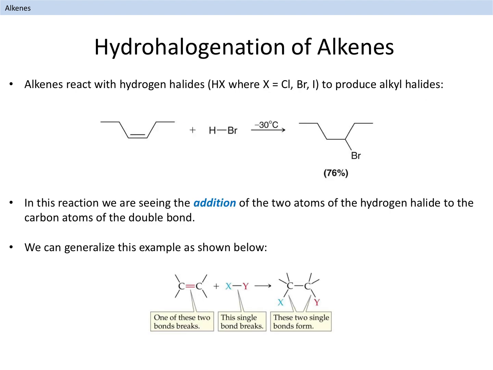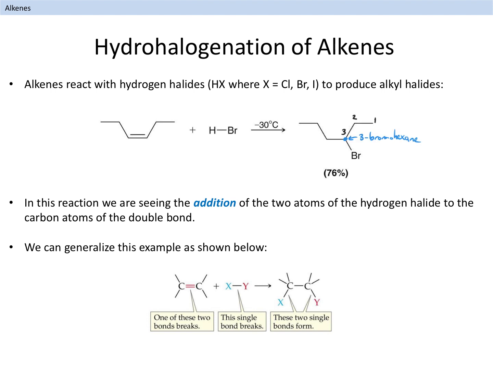The treatment of alkenes with HX, where X equals chlorine, bromine, or iodine, results in an addition reaction called hydrohalogenation, in which the atoms H and X are added across the pi bond. We can see an example of this reaction in the scheme below, which shows the symmetrical alkene cis-3-hexene undergoing the addition of hydrogen bromide, HBr, at the reduced temperature of -30 degrees Celsius. The product, 3-bromohexane, is formed in a 76% yield.